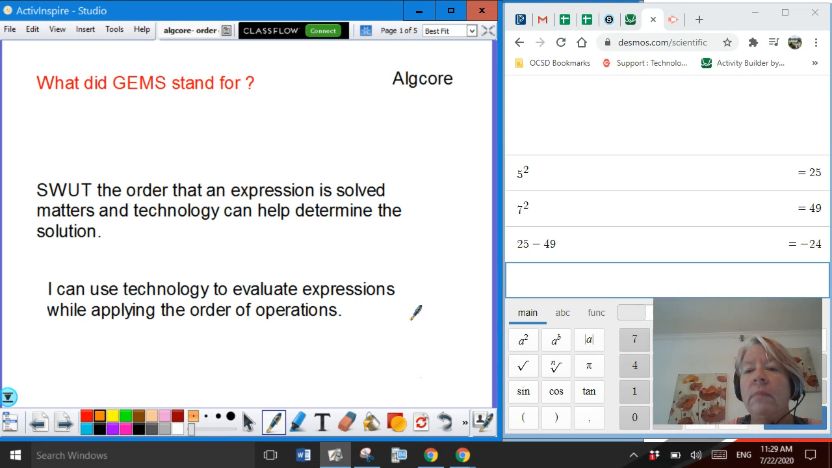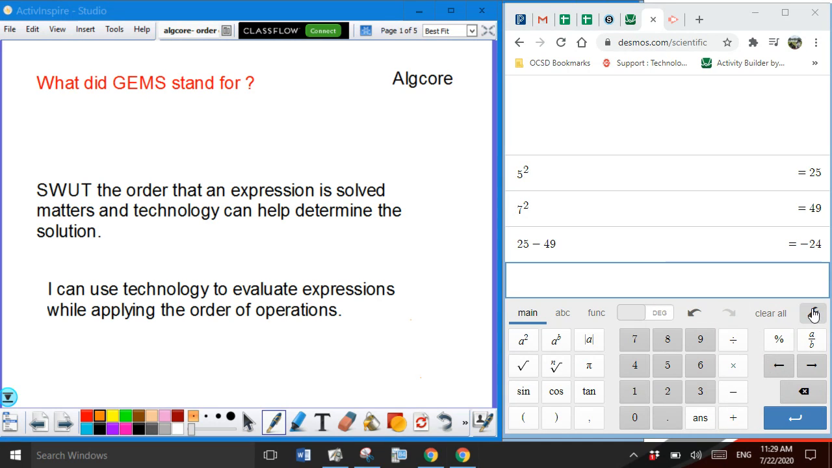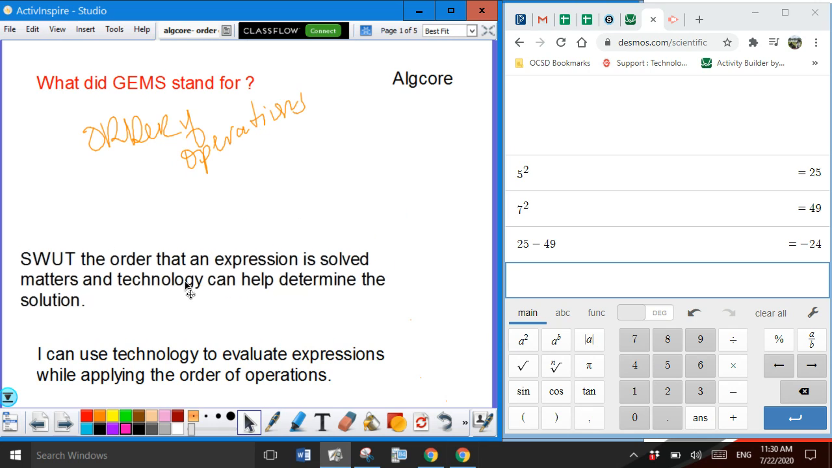Okay, so let's start with, what did GEMS stand for from yesterday? Anybody remember? Well, GEMS was order of operations. Okay, that was our order of operations, which told us in what order we needed to do things.